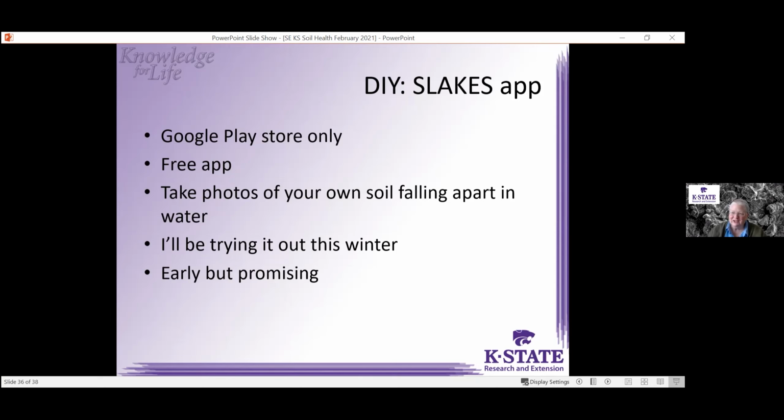There was a comment in chat that aggregation is essential for Southeast Kansas. And yeah, that's what we need to do to be able to capture that moisture and keep it on the field, in the field, if you will.